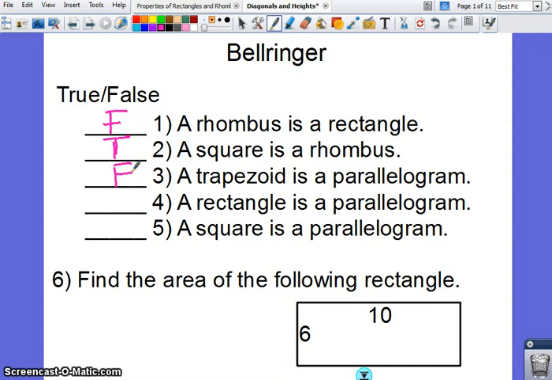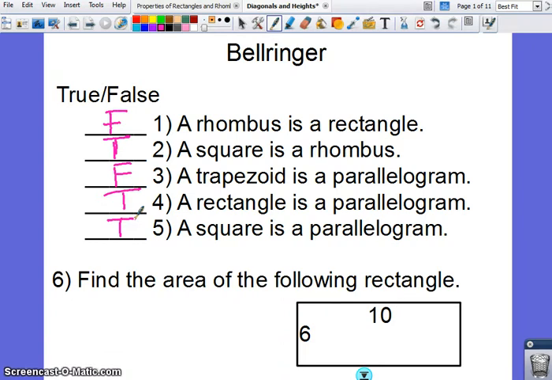Nothing to do. A rectangle is a parallelogram. That's true if you look at the definition. The definition of a rectangle is a parallelogram that has 4 congruent angles. A square is a parallelogram. Well, that's going to have to be true because number 4 is true, because a square is a rectangle because it has the 4 congruent angles and 4 right angles. So since the square is a rectangle and a rectangle is a parallelogram, the square is going to have to be a parallelogram.